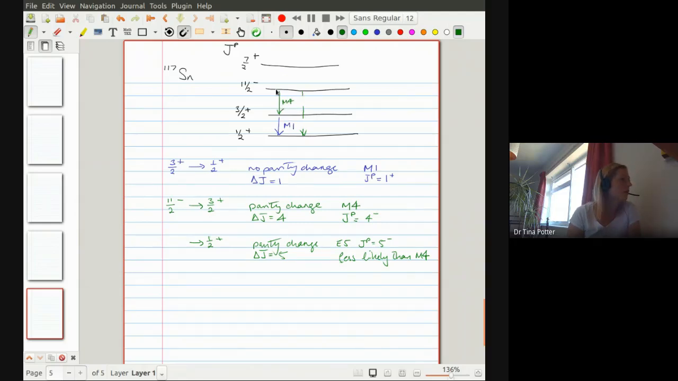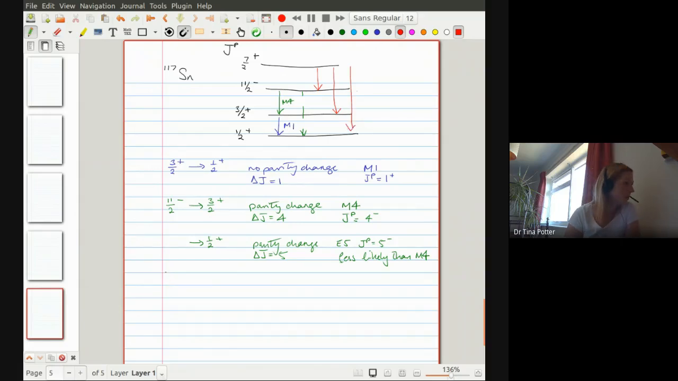So if a nucleus, an excited state of tin, is sitting in the 11 over 2 odd parity state, it's more likely to go down to the 3 over 2 even parity state and then via an M1 to the ground state, rather than straight to the ground state. Right, now let's look at the highest energy level and what it can do here. We've got 3 possibilities: down to the 11 over 2 state, down to the 3 over 2 state, or all the way down to the bottom here.